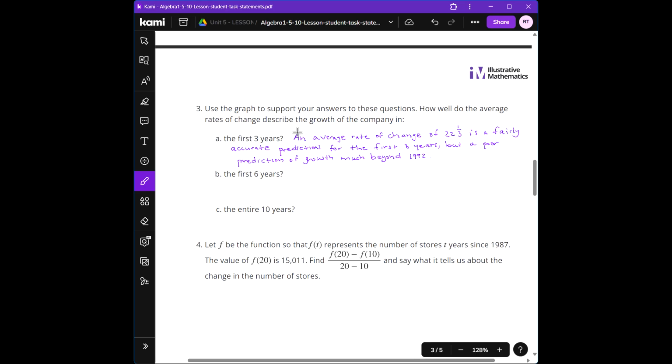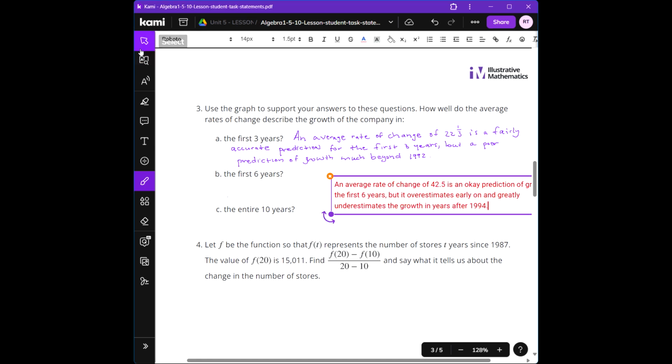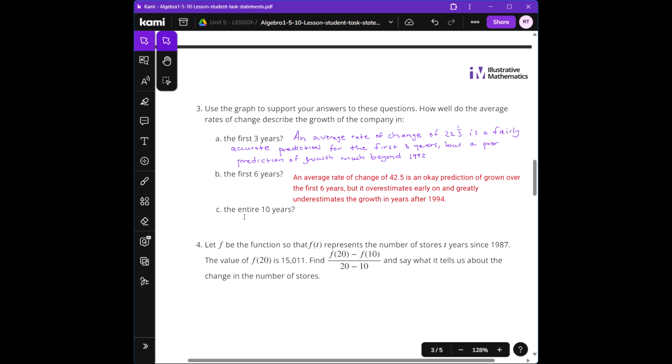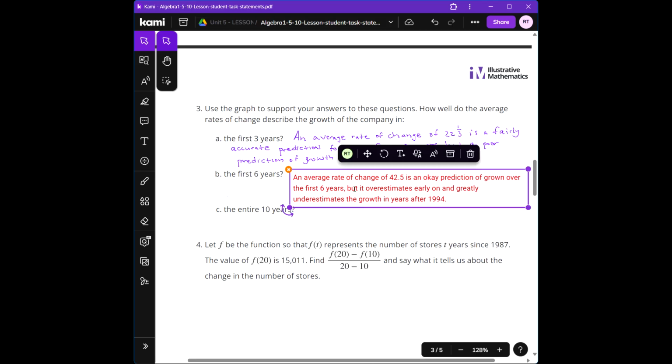Okay, so for the next one, let me go ahead and just copy this over because it's going to be a lot neater than my horrible drawing or writing here. Okay, so for B, an average rate of change of 42.5 is an okay prediction of growth over the first 6 years, but it overestimates early on and greatly underestimates the growth in years after 1994.